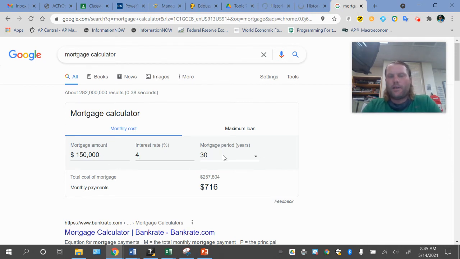Sometimes people want to get a mortgage for 30 years. Sometimes people want to do it for 15 years. The faster you pay it off, the less total money you're going to pay. Your monthly payments are going to be lower for a long time, but you're going to pay more money over that time period. So let's just change this here to 15.